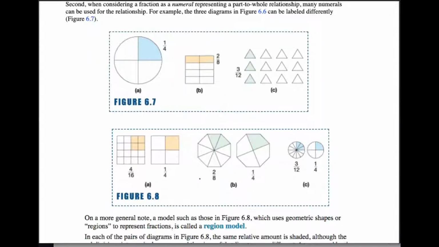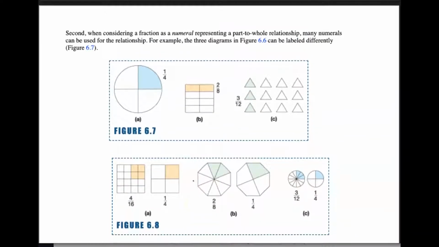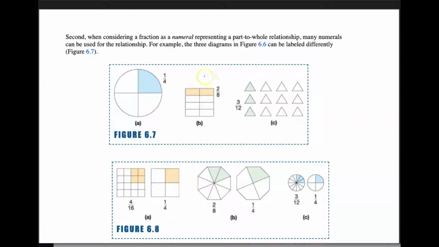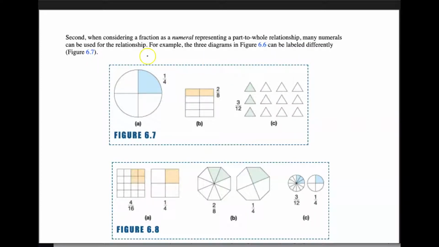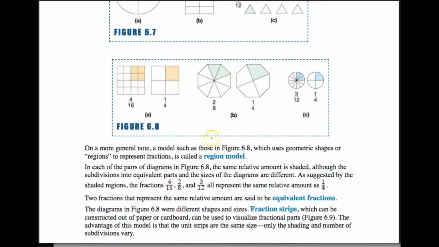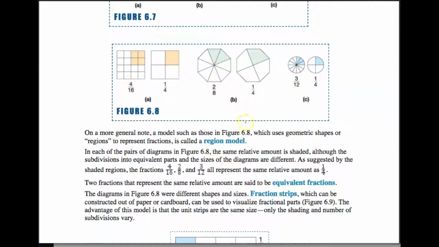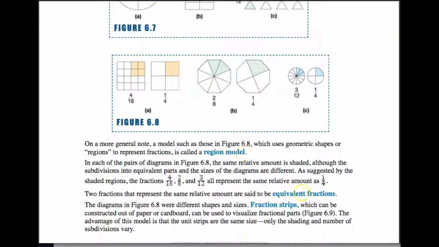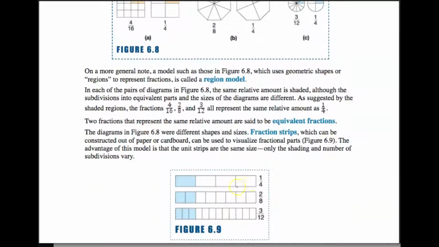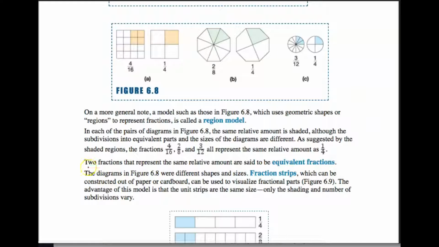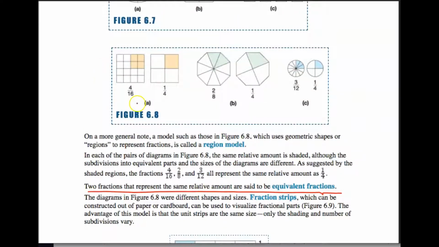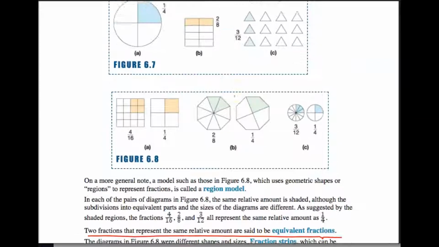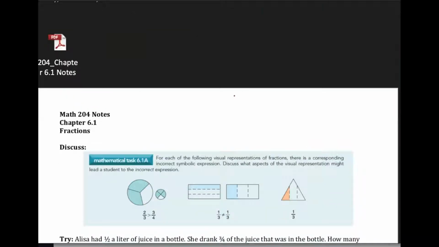And then go on, you were continuing to read a little bit more about the different models we have here. When you're looking at, again, parts to whole relationships, we have these different models that we look at. Region models, we use geometric shapes to describe fractions. We also have fraction strips, which in class we use. Again, when 2 fractions represent the same relative amount, they're equivalent. Okay, same relative amount in relationship to the whole. So these 1/4s here are all equivalent fractions. And so you want to make sure you're aware of that.